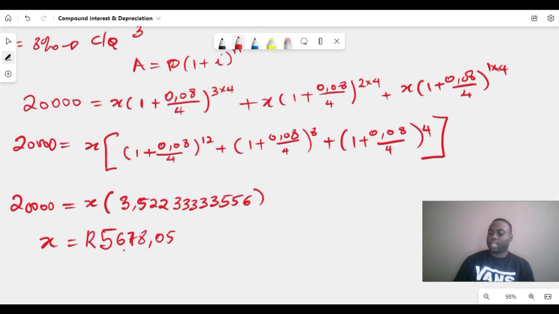So the answer is going to be 5,678.05, which means that this needs to be deposited in your account every year for 3 years for you to have 20,000 at the end of it.